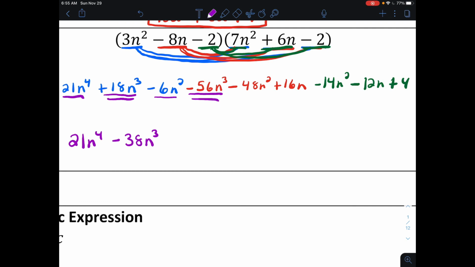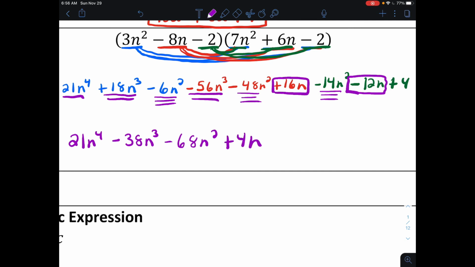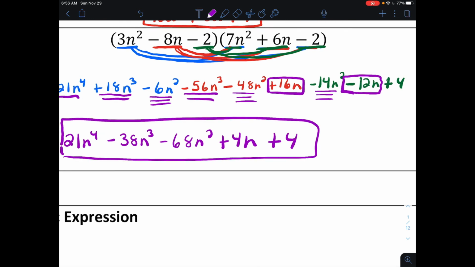Now we're looking at our n squareds. I have negative 6. We have negative 48. And we have negative 14 to put together. That gives us negative 68n squareds. And then we're almost there. We have 16n and negative 12n to combine. You got to include the signs in front of them. So I combine 16 and negative 12. That leaves me with positive 4n's. And then we have that plus 4 on the very end there. There is our answer after we multiply together those two trinomials.